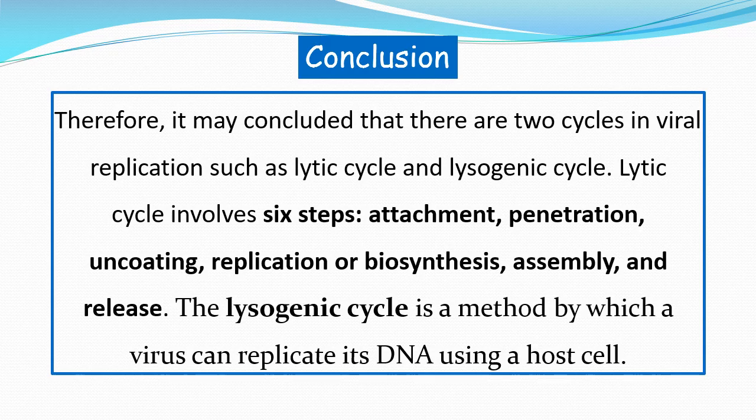Now we have arrived at the end part of this presentation, that is conclusion. It may be concluded that there are two cycles in viral replication, such as Lytic cycle and lysogenic cycle. Lytic cycle involves 6 steps: attachment, penetration, uncoating, replication or biosynthesis, assembly, and then release of the virus. The lysogenic cycle is a method by which a virus can replicate its DNA using a host cell.